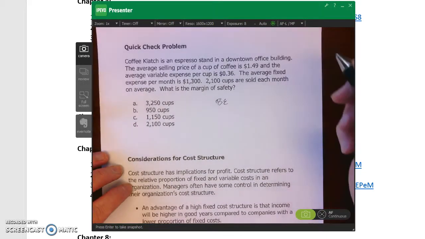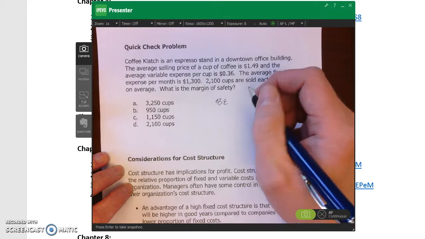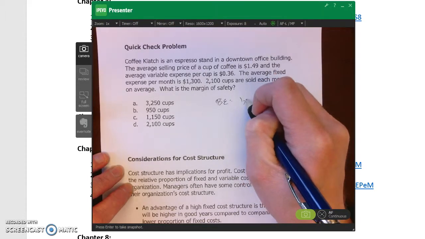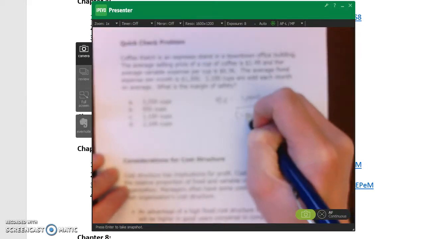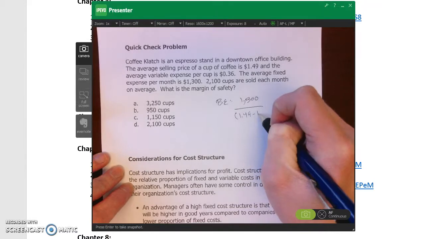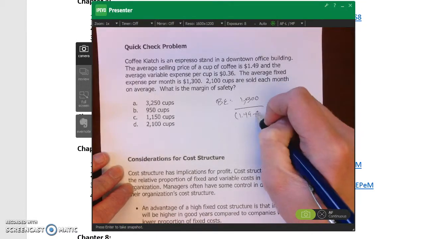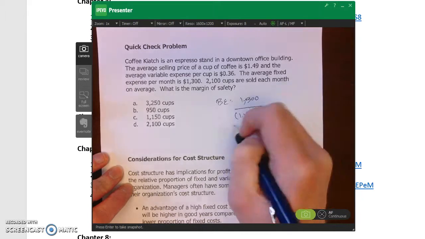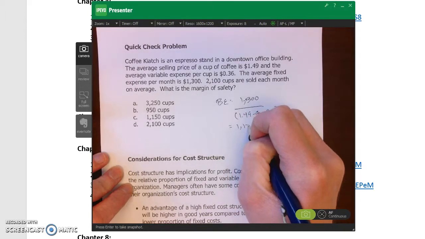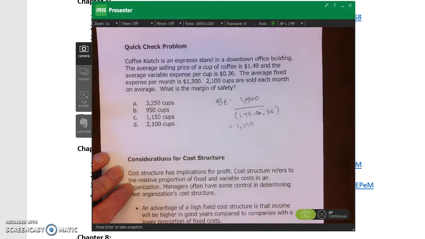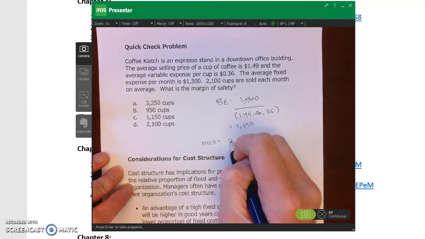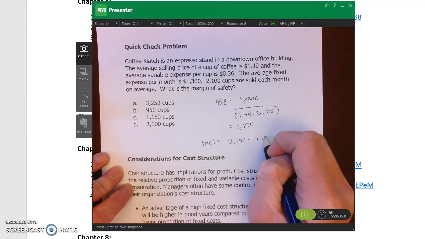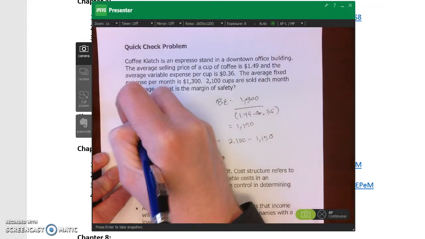So I have to calculate my break-even, which is equal to my 1,300 divided by my $1.49 minus my 0.36, which gives me my break-even of 1,150, which you can see is one of the answers. That's actually the break-even point, which is not the margin of safety. The margin of safety equals what you're currently selling, 2,100, minus the break-even. So the right answer is going to be B.